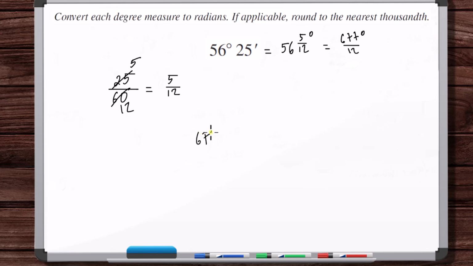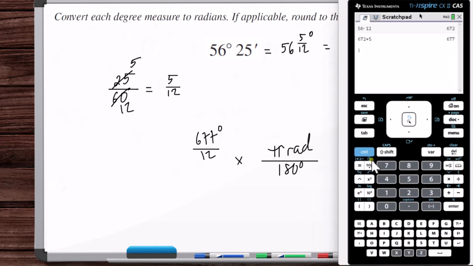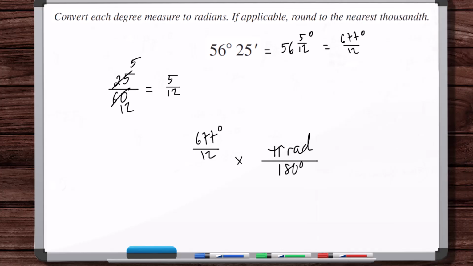Okay, so now, you don't have to do this. I just think it's easier to think about doing the multiplication. You could leave it like this if you want, or convert 5/12 to a decimal. 180 degrees for every pi radians. So 677 twelfths times pi over 180. .985 degrees.